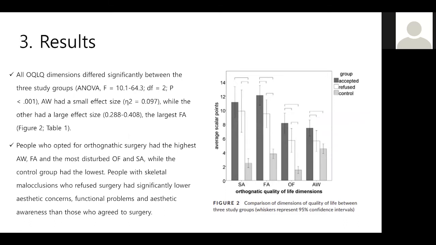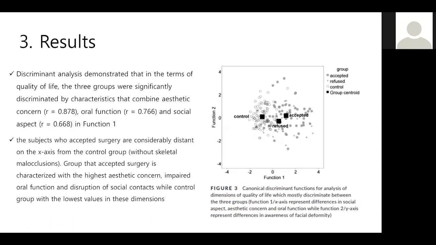OQLQ dimensions differed significantly between the three study groups. AW had a small effect size, while the others had a large effect size, the largest being FA. People who opted for orthognathic surgery had the highest AW, FA, and the most disturbed OF and SA, while the control group had the lowest. People with skeletal malocclusions who refused surgery had significantly lower aesthetic concerns, functional problems, and aesthetic awareness than those who agreed to surgery.